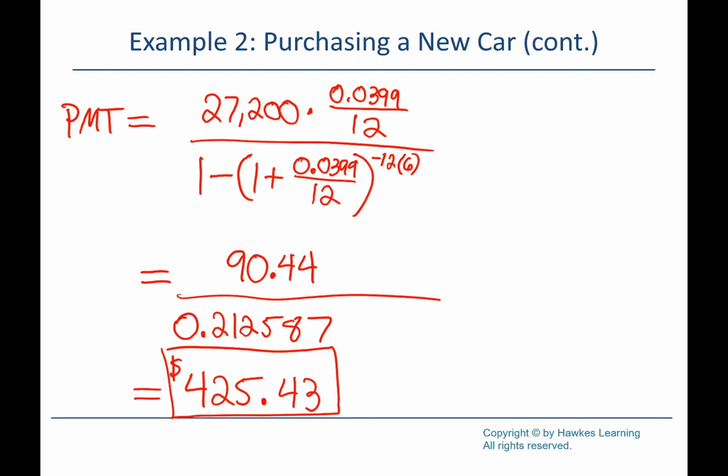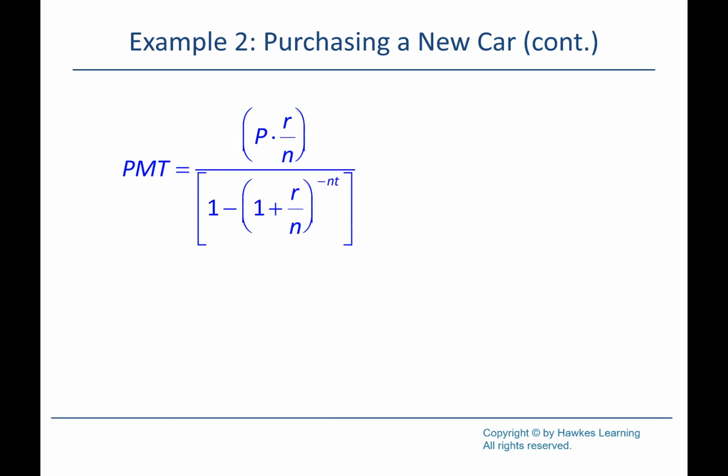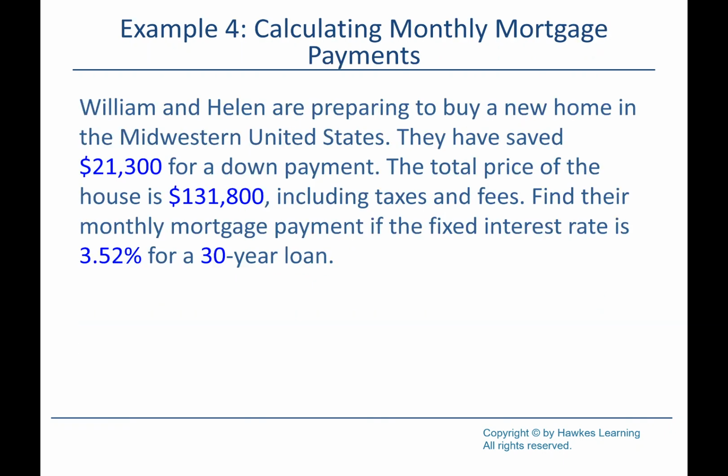Now let's buy a house. Write the numbers down. Make sure you got them. All right. On this one, it says William and Helen are preparing to buy a new home. They've saved $21,300 for a down payment. Pretty impressive. The total price of the house is $131,800, including taxes and fees. We want to find their monthly mortgage payment, if the fixed interest rate is 3.52% for a 30-year loan.